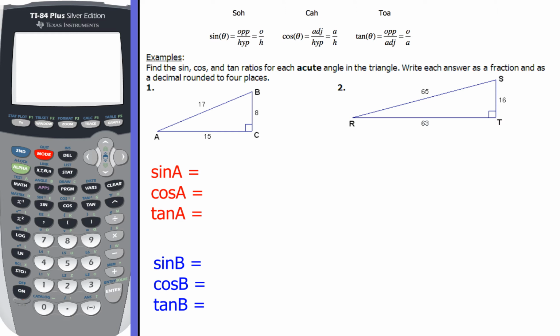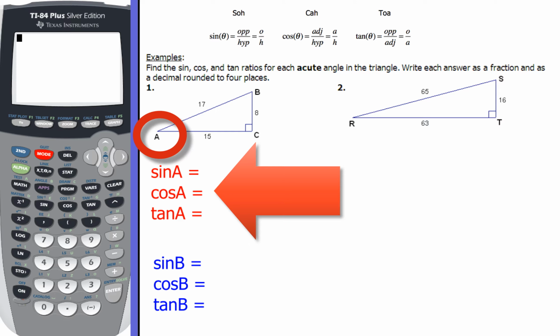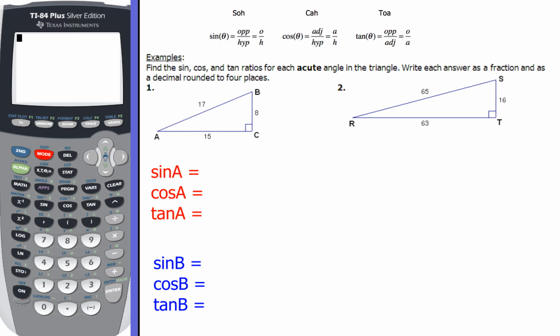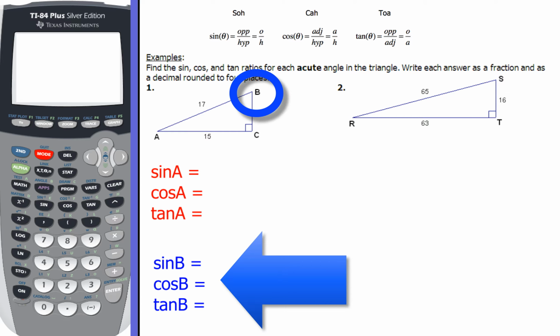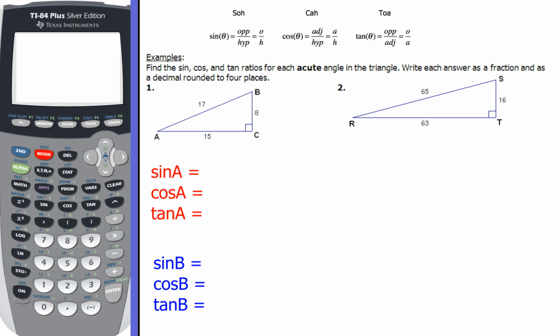It says find the sine, cosine, tan ratios of each acute angle in the triangle. Write each answer as a fraction and as a decimal rounded to 4 decimal places. What I want to do first is get everything set up. We're going to have the sine of A, cosine of A, tangent of A. That's one of our acute angles. And we have another acute angle, which is angle B, so we're going to have the sine, cosine, tan ratios for that angle as well. Then we have to round those to 4 decimal places, and I'll show you how to do that on the handy-dandy TI-83/84 graphing calculator. More on that in a minute.